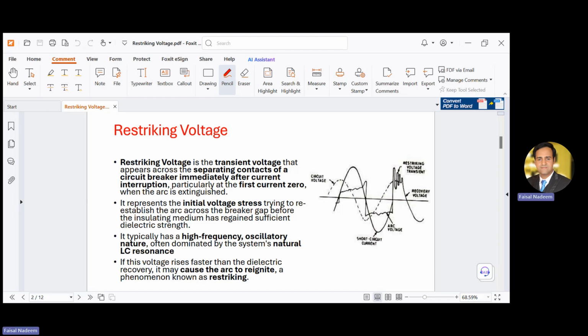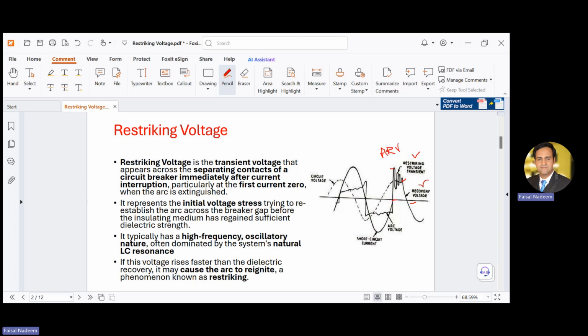The restriking voltage is, as you can see here, the transients. These transients are basically the restriking voltage. This part from here to here, we usually call ARV. Then from here to here, we say it is the restriking voltage, and from here to here, we call it the recovery voltage. So this part of the TRV is usually known as the restriking voltage.